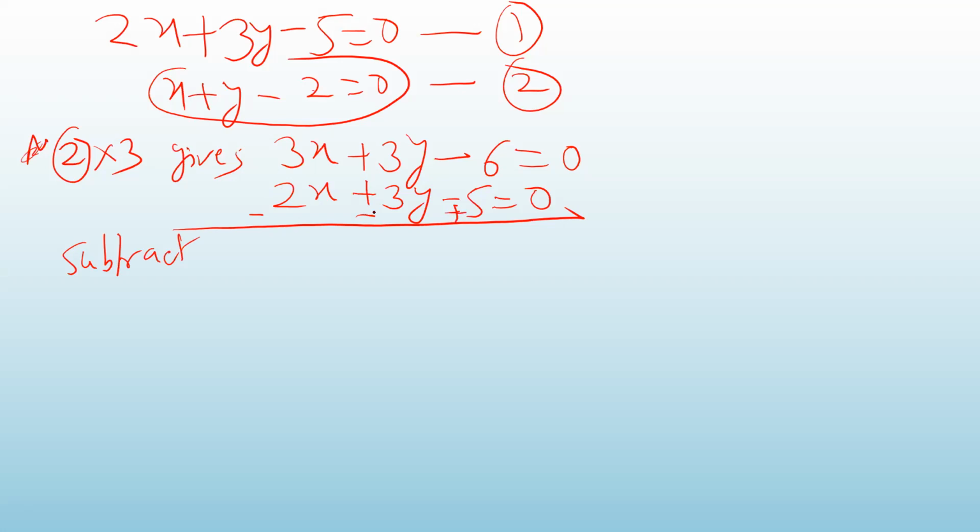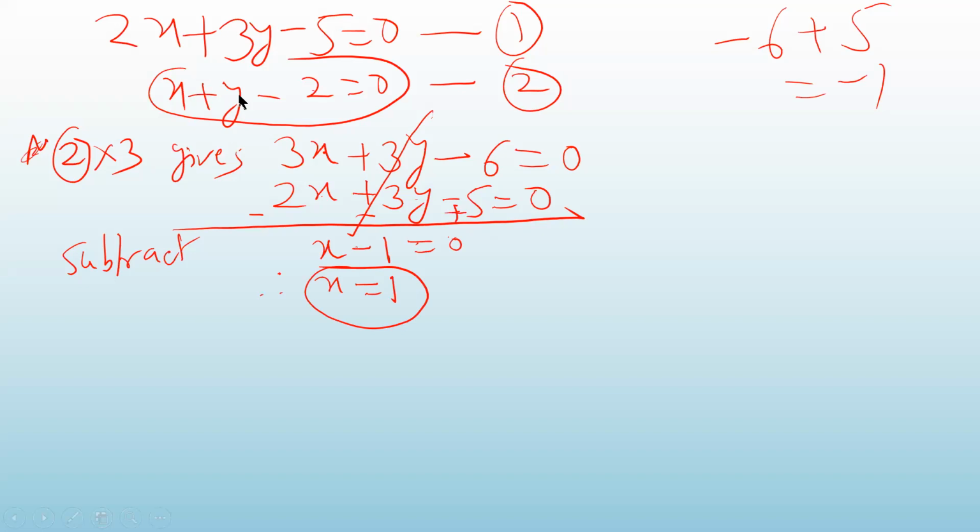Now, this is plus 3y and this is minus 3y. It will get cancelled. Okay, and 3x minus 2x. Now it is minus 2x. So 3 minus 2 is 1. So I will get x. It is minus 6 plus 5, which will give me minus 1. So I will get x minus 1 equal to 0. So what is the value of x? Therefore, x is equal to, shift this minus 1 to the other side, so I will get plus 1. So x is equal to 1.